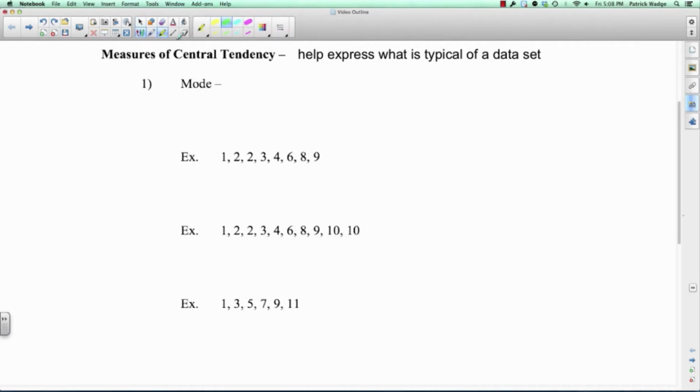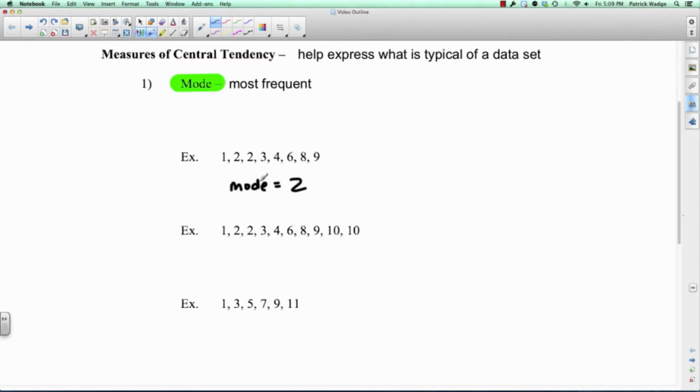One is by looking for the mode. The mode is just the most frequent occurrence of data. So, for example, in this first set here, the data set consists of 1, 2, 2, 3, 4, 6, 8, 9. Which number there happens the most often? Pretty easy, eh? The mode is 2, because that's the one that happens most often.